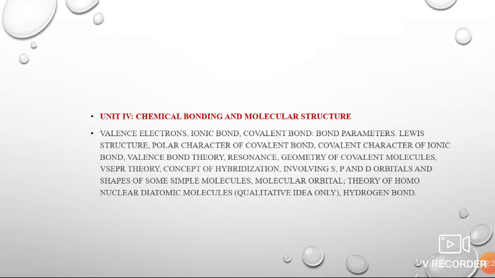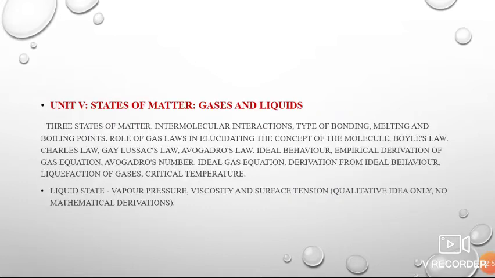Then unit number 4, chemical bonding and molecular structure. In this chapter the topics will be valence electrons, ionic bond, covalent bond, bond parameters, Lewis structure, polar character of covalent bond, covalent character of ionic bond. Then there are various other topics that you can see in this slide. There is also molecular orbital theory of homonuclear diatomic molecules and hydrogen bond.